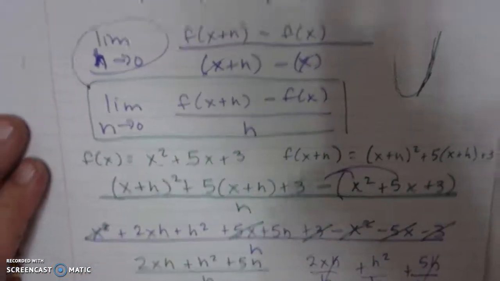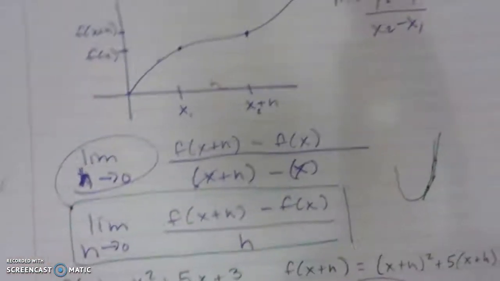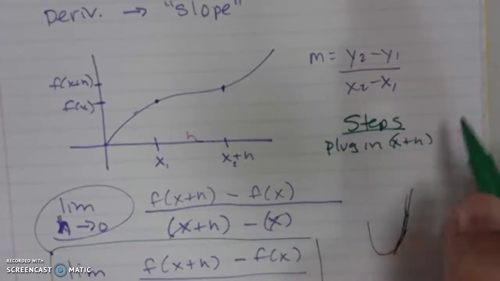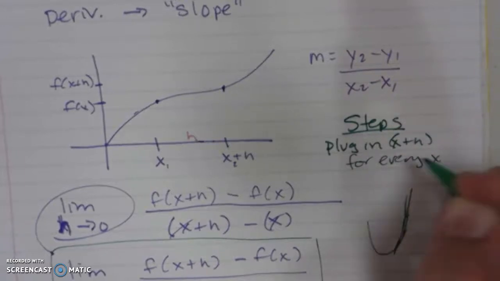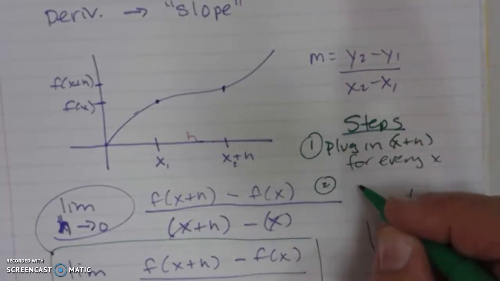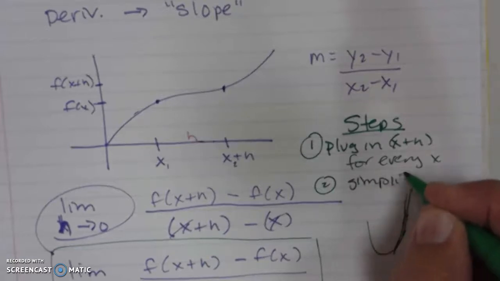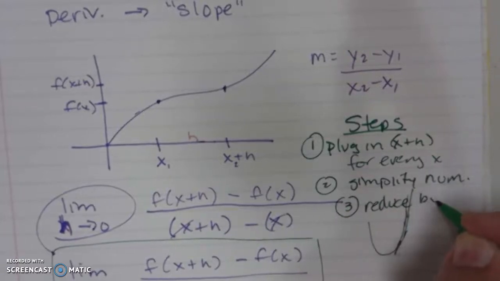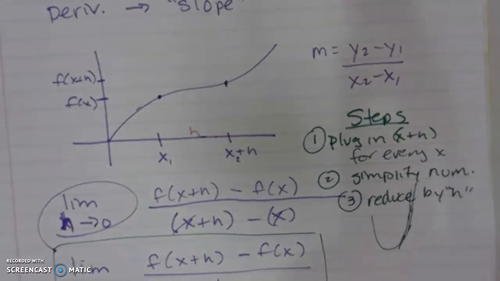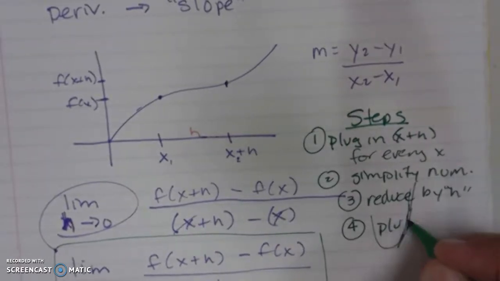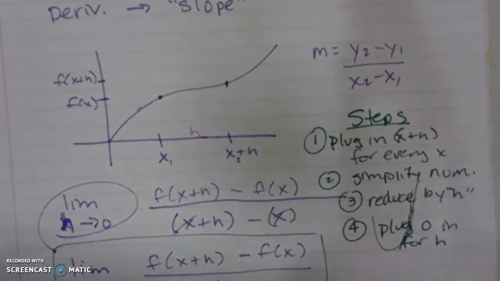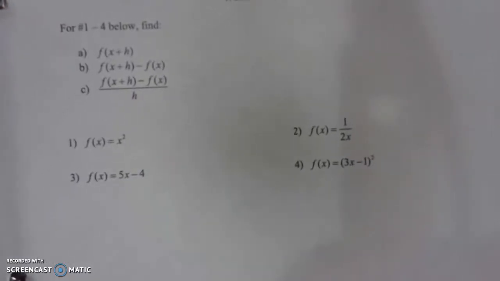This is what worksheet 9 is going to have you practice, filling in this equation. So let me review the steps I did. First, you're going to plug in x plus h for every x. The second thing is you're going to simplify the numerator. The third step is reduce by h, because usually you have the h on top and the h on the bottom. And the last thing is plug 0 in for h. So for these 4 problems for your homework on worksheet 9, you're going to go through this whole process and simplify it, see if you can.